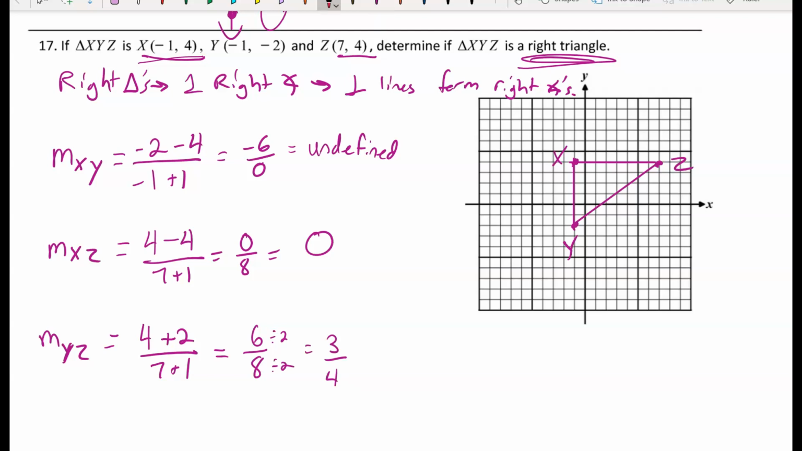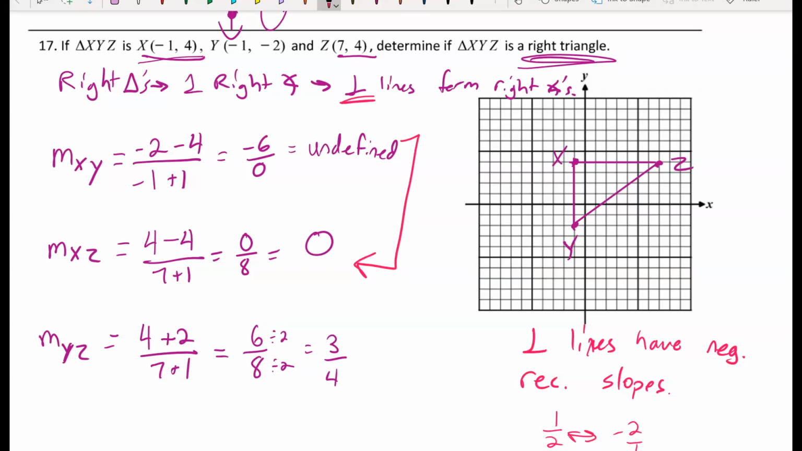So here's what you should notice here. We're looking for perpendicular lines. Remember, perpendicular lines have negative reciprocal slopes. Like if I saw a slope like 1/2 and negative 2 over 1, I would be able to show the two lines are perpendicular. I don't see any of that here, but I do notice something about XY and XZ. This is a vertical line right here because it has a slope that's undefined. This is horizontal right here because it has a slope of 0.